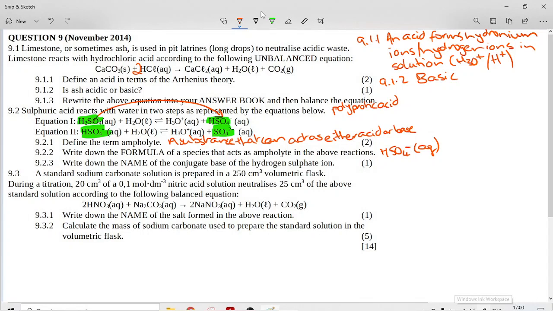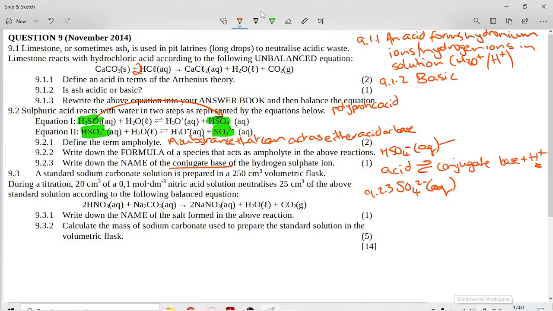Then it says write down the name of the conjugate base of the hydrogen sulfate ion. So the equation goes like this: an acid goes reversibly to a conjugate base plus a proton. So the only difference between the hydrogen sulfate ion and its conjugate base is this H+. So the conjugate base of the hydrogen sulfate ion is in fact the SO4 2 minus aqueous ion. Okay, so that is the answer to 9.2.3.